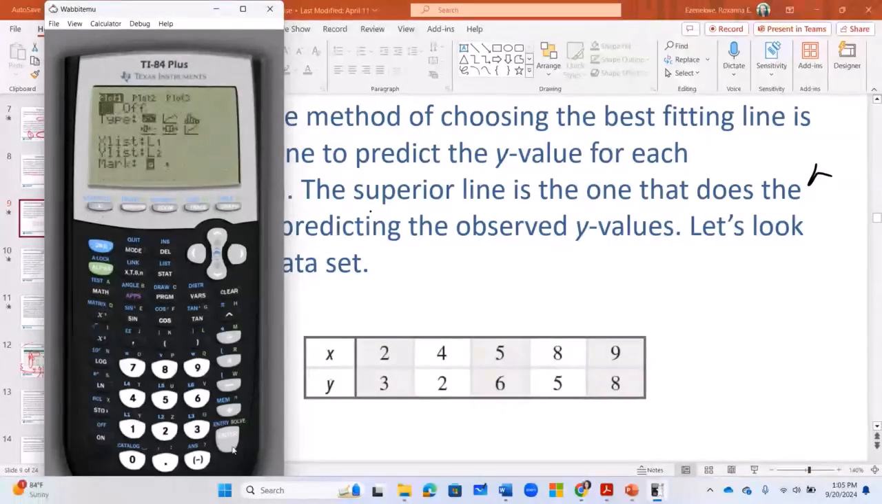Select plot 1. And then keep on going. I select scatter plot. It's already selected for me. I'm using L1 and L2. So I can do scatter plot right now. So zoom 9. Okay, I tried to zoom 9 and there is this argument. So I second quit.